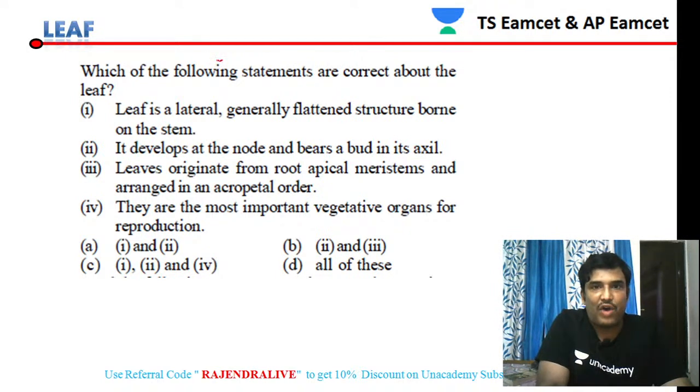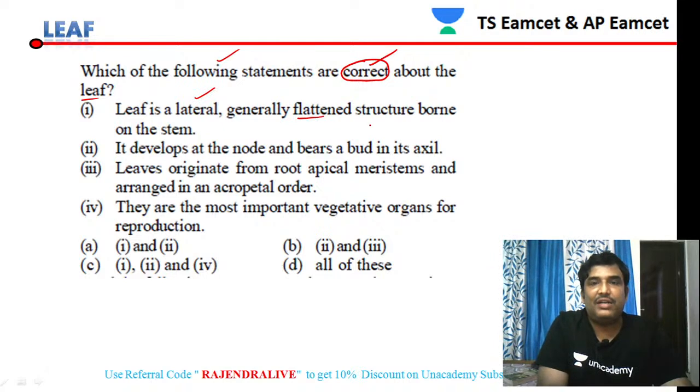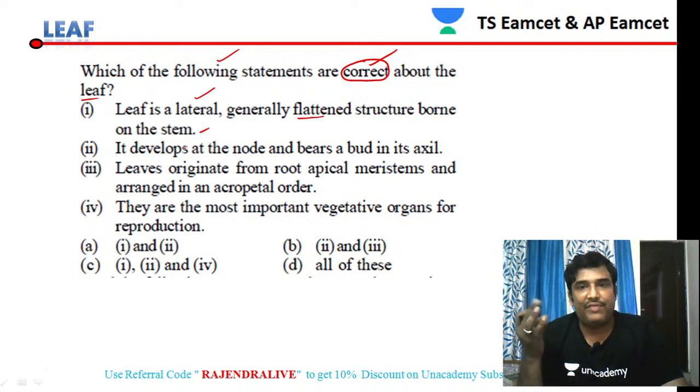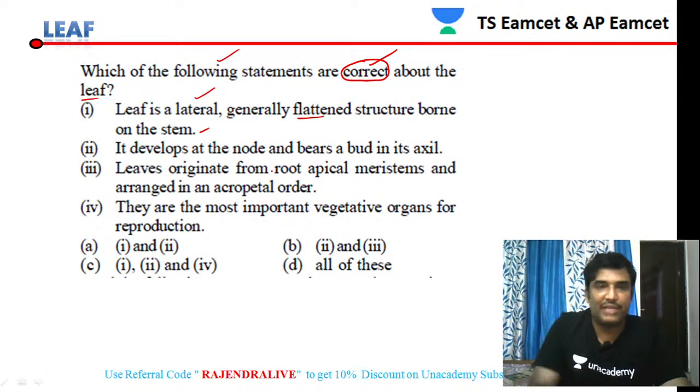Which of the following statements are correct? The question was asking to identify the correct statement about the leaf. Let us see statement 1. Leaf is a lateral, generally flattened structure borne on the stem. So this statement is correct. Then, leaf develops at the nodes. So this is the right statement.